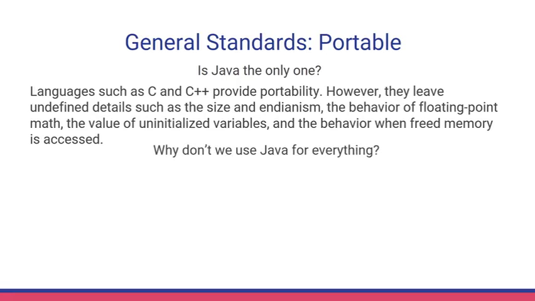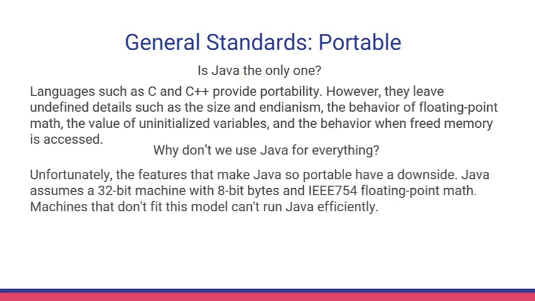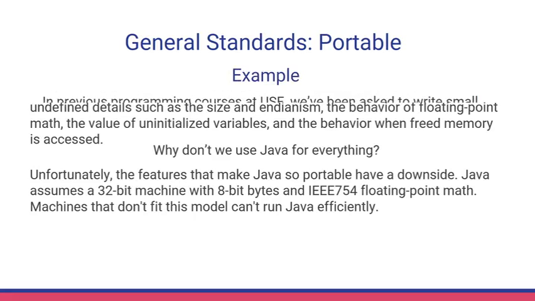Why don't we use Java everywhere? Well, the problem is that features that make Java so portable have a downside. Java assumes a 32-bit machine with 8-bit bytes and IEEE 754 floating point math. Machines that don't fit this model can run Java efficiently.